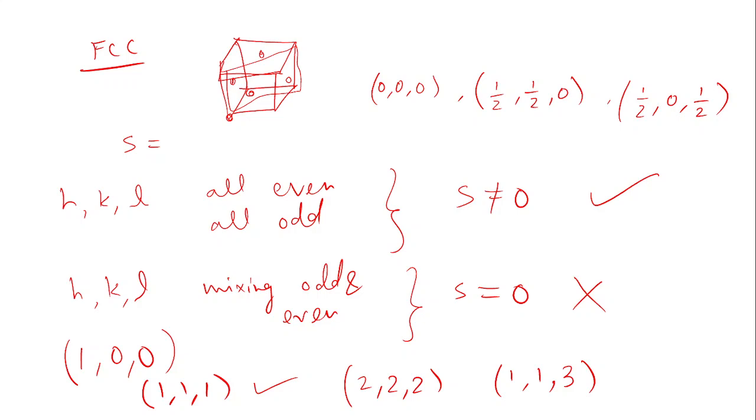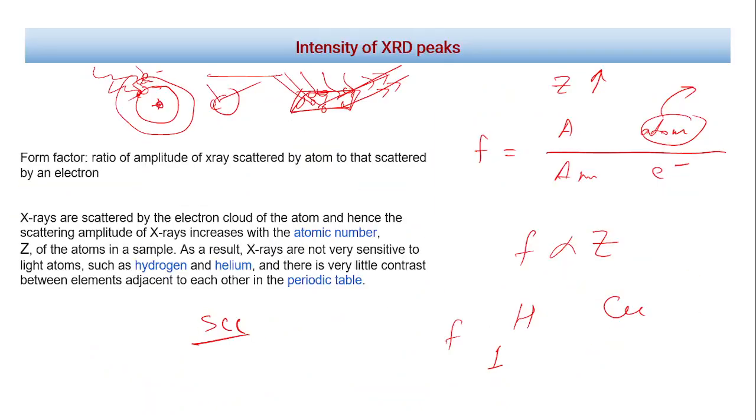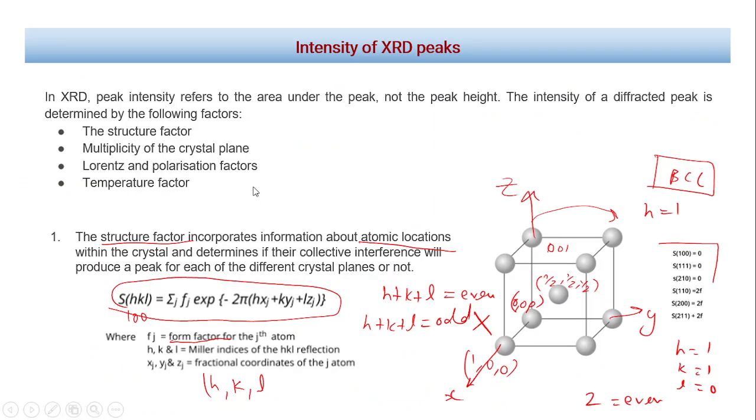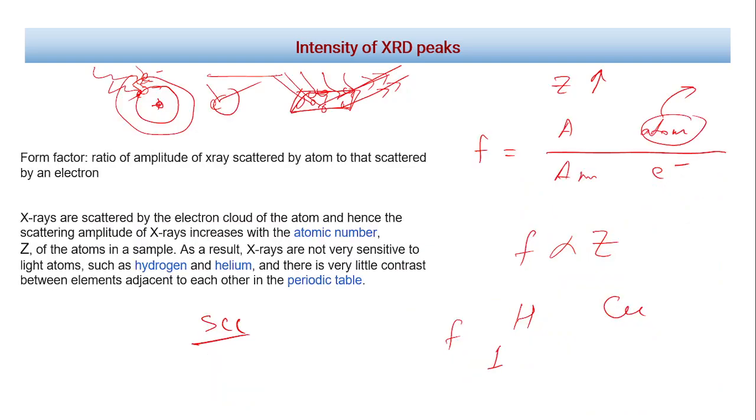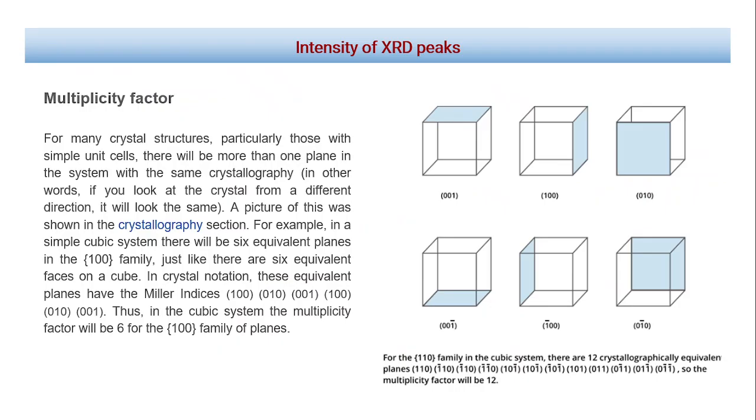So this was other information, but basically what we were discussing is that the structure factor that we calculate affects the intensity of the peak, because depending on the structure factor we may have zero intensity for that particular plane, or we can have some intensity. So this is one of the parameters that affects the XRD peak. The next important factor is the multiplicity factor.